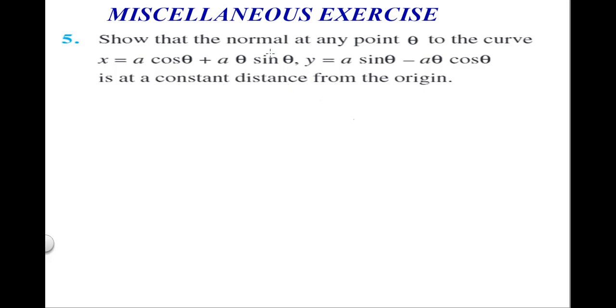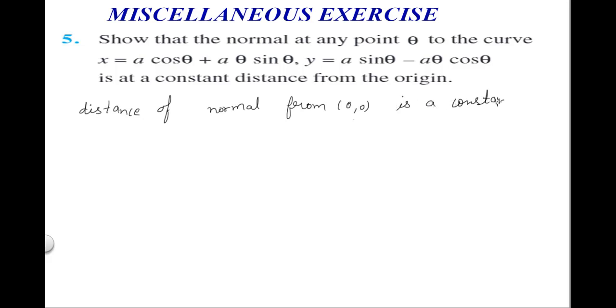So we have to prove the distance of the normal. What is to be proved? I am writing that the distance of the normal from the origin, that means from the point 0, 0, is a constant.